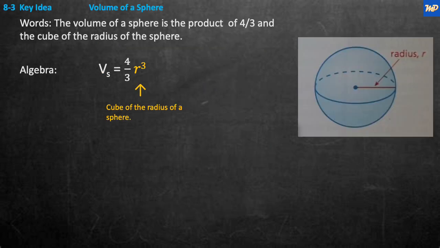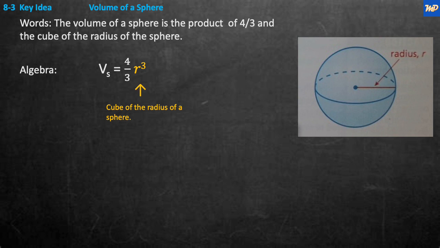Okay, a key idea here, the volume of a sphere. In words, the volume of a sphere is the product, that's multiplying, right? The product of 4/3 and the cube of the radius of the sphere. In the past, we've always used the square of the radius, right? But now it's the cube of the radius. In algebra, it's right here.